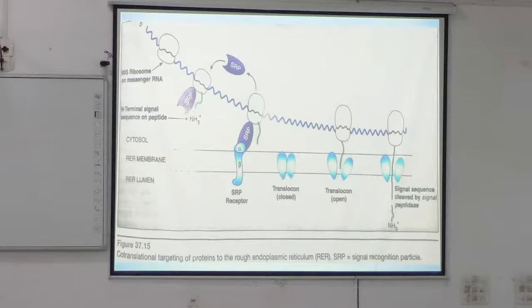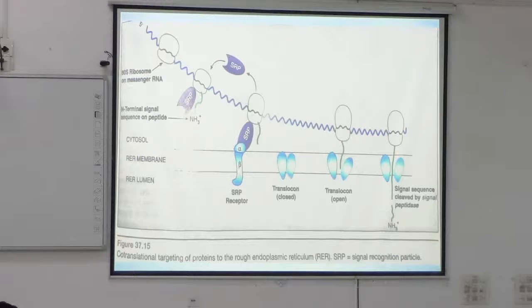It binds both. During the binding of the SRP to the ribosome and the signal sequence present in the polypeptide chain, the translation halts. The protein synthesis halts. Important process. This is a checkpoint. This is how the cell decides that, okay, this protein is going to the Golgi body, this protein is going to get transported with the help of vesicles. This is the checkpoint.